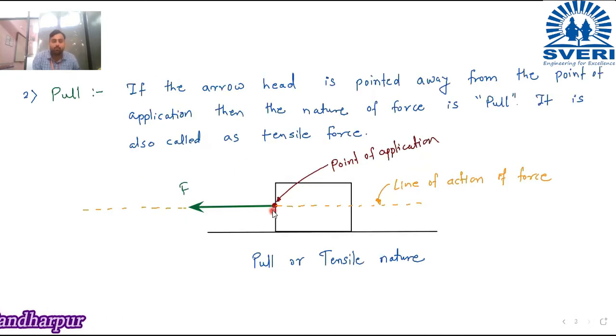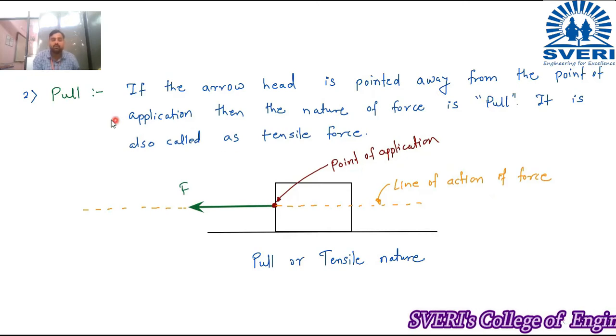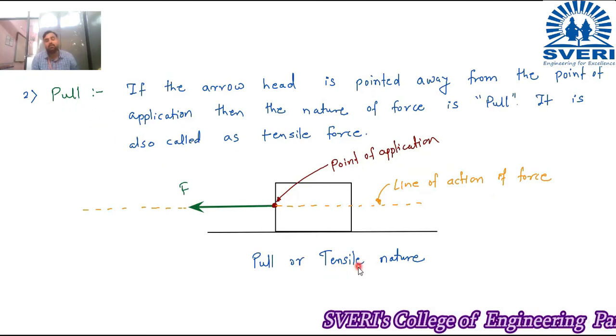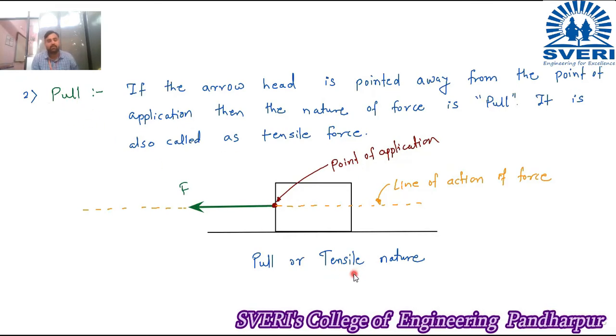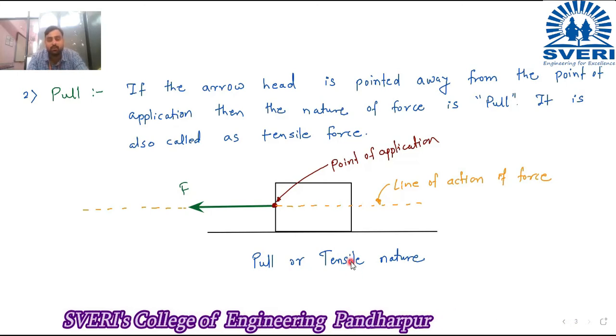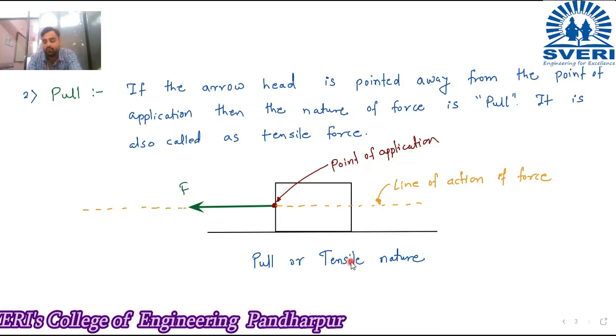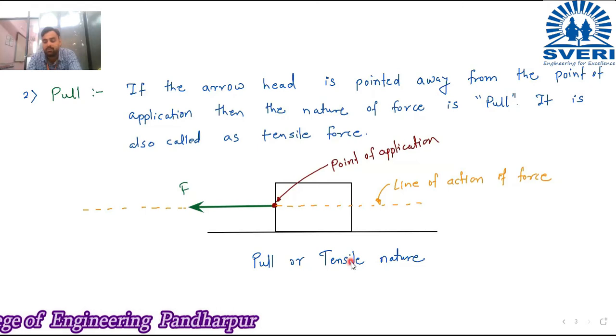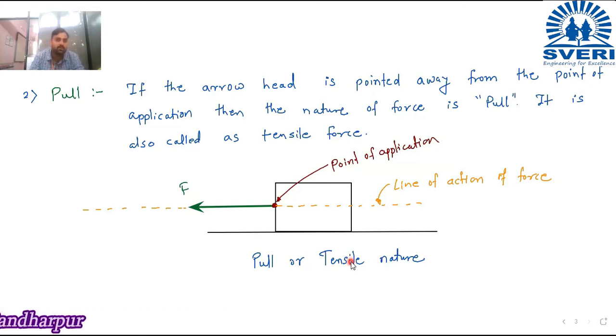And if it is pointing away from the point of application, then this is called pull or tensile force. So this is about the characteristics of the force. Force is characterized based on its magnitude, then direction, then point of application, and after that, the nature of the force.